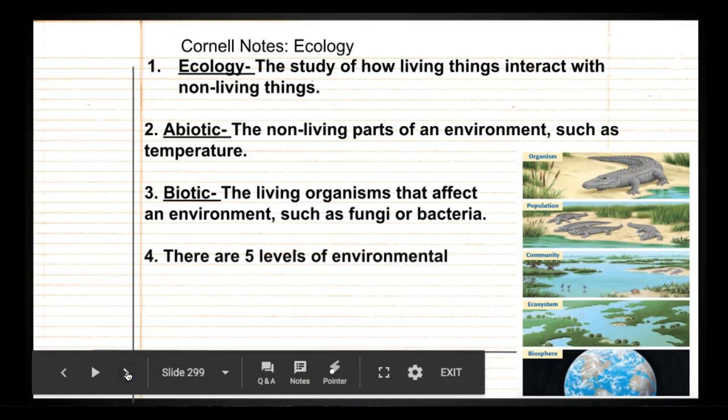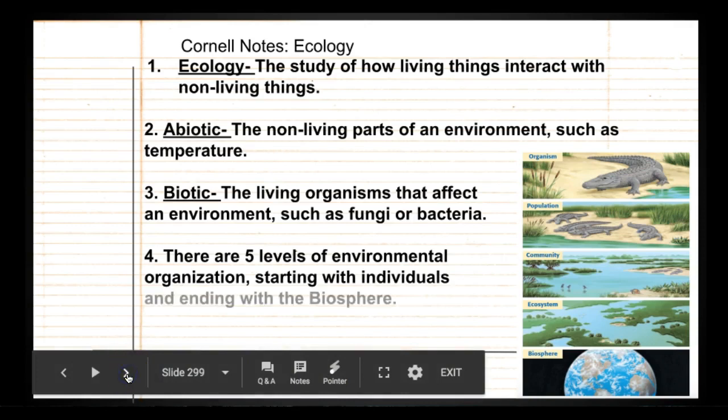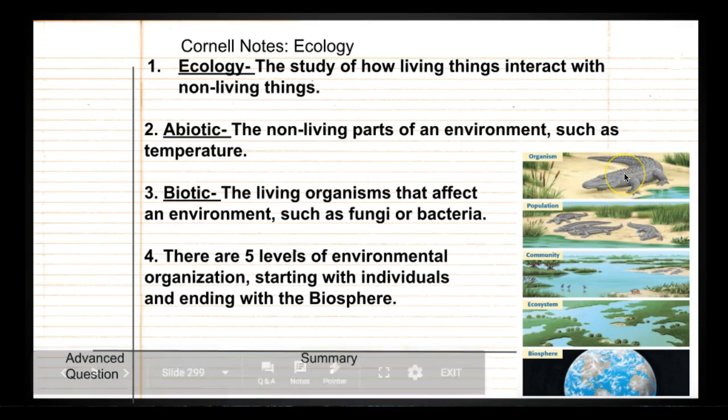There are 5 levels of environmental organization. The way we organize living things can be done at the individual level, like one organism, like this one alligator or crocodile. And then it could be a population, which is a bigger group of the same species, community, ecosystem, and this is what we're going to spend a few days on, ecosystems. And then the whole collection of where they live is the biosphere.